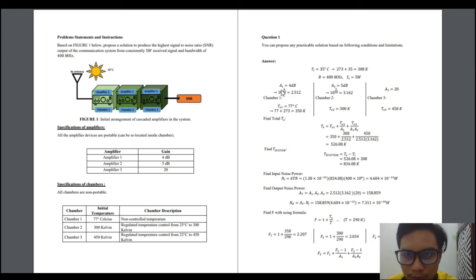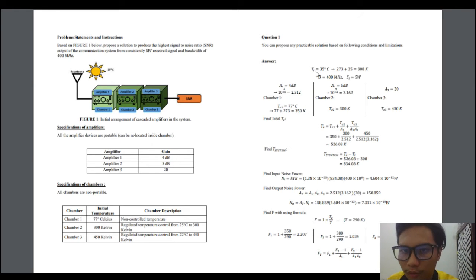So firstly, for question 1, you can propose any practical solution based on the following conditions and limitations. Without changing anything, I am going to find the first calculation for the SNR output.